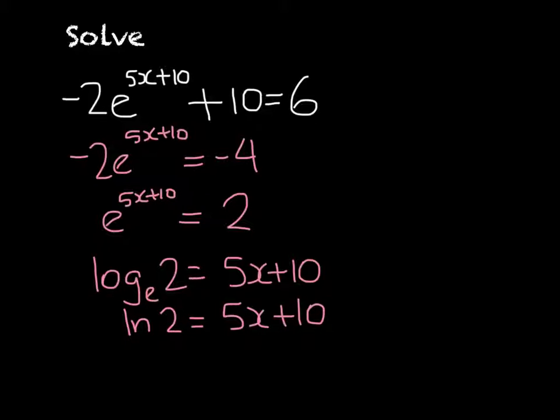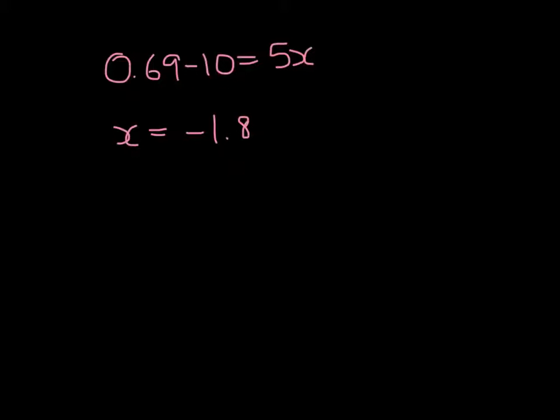That's equal to about 0.69. So 5x plus 10. Continuing, 0.69 minus 10 is equal to 5x. So x is equal to 0.69 minus 10, and then we'll divide that by 5, which is about negative 1.86.